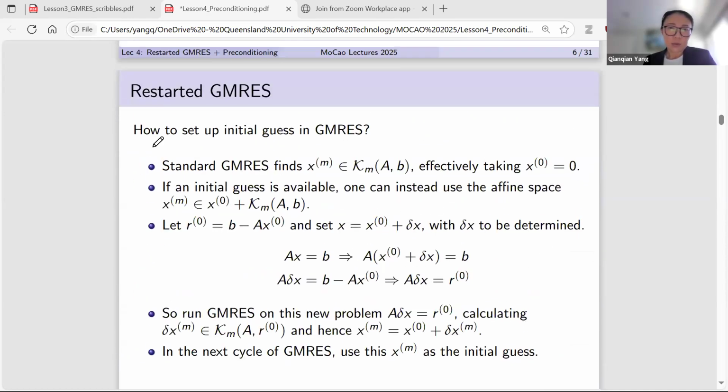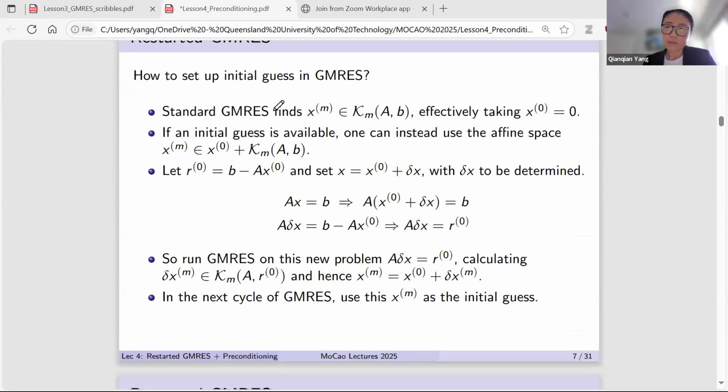All right, so here, remember I talked about the initial guess. We never talked about that before. So how do we set up the initial guess in GMRES? Remember that for the standard GMRES, we find our solution in the Krylov subspace, and this counts as taking the initial guess as 0, a vector of zeros. If an initial guess is available, then we can instead use the affine space.